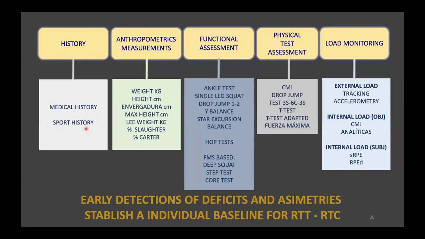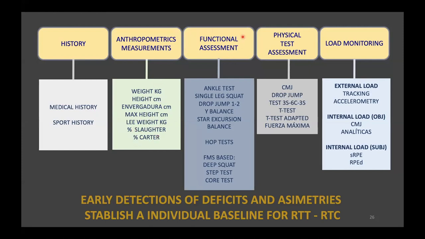Have he ever played at a high level, or how many hours a week does he practice or work out? Okay. The anthropometric measurements are very important, just to see the evolution of my player. We used to assess the weight, the height, the arm span. The max weight, the lean weight in kilograms for the muscle weight, and the percent, the skinfold and cartilage, is for the fat.